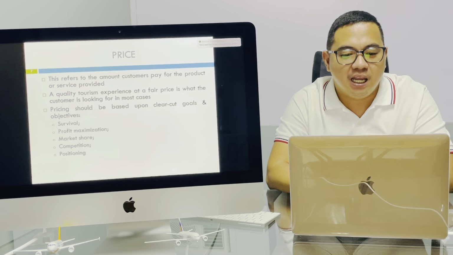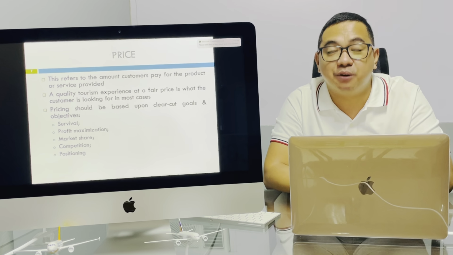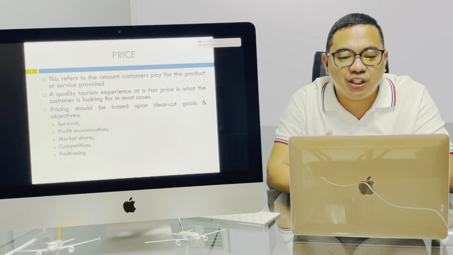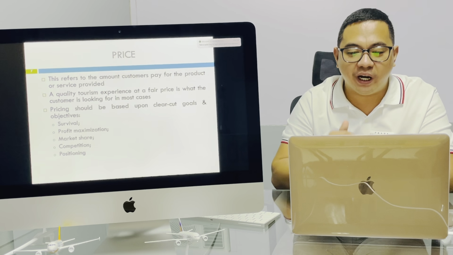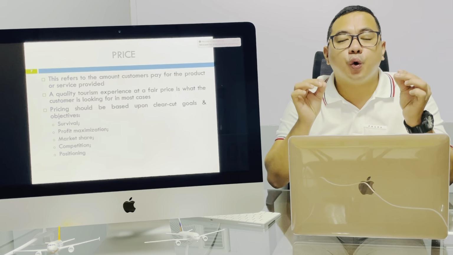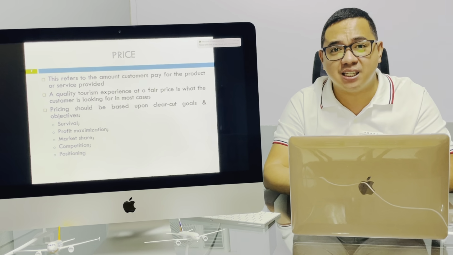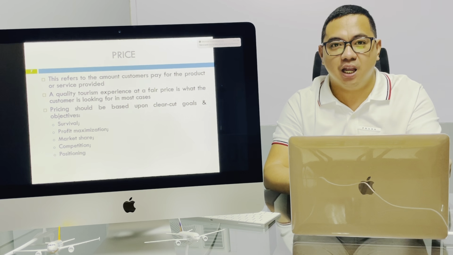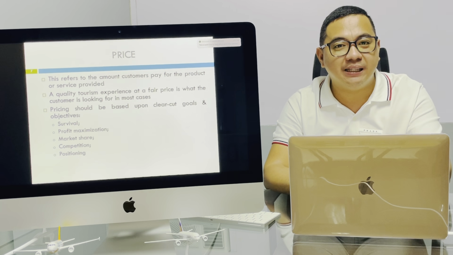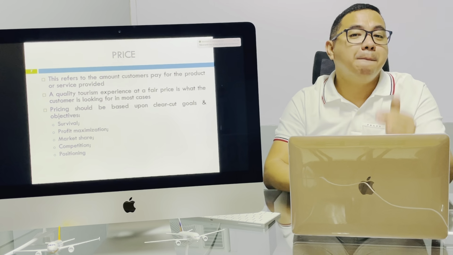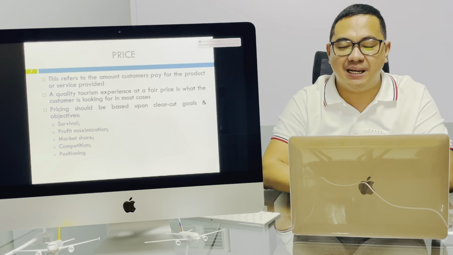Ang price, this refers to the amount customers pay for the product or service provided. A quality tourism experience at a fair price is what the customer is looking for in most cases. Quality tourism experience. Hindi lang tourism experience. There has to be a quality. Good quality. Okay? Amo ina mostly ang ginapangita. Hindi siya tamaan kamahal, pero wala man nag-sacrifice ang quality sa product na imo nga ginabaligya.